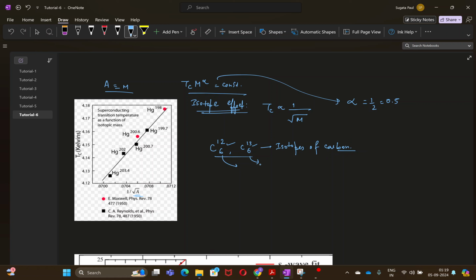And let's say for superconducting elements, you can have isotopes of mercury. Mercury is the first discovered superconducting material by Kamerlingh Onnes. The first material in which superconductivity property was discovered below 4.2 Kelvin.